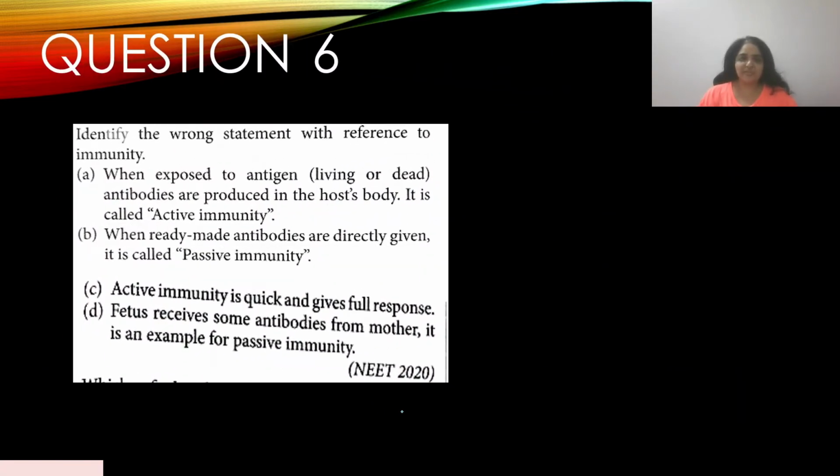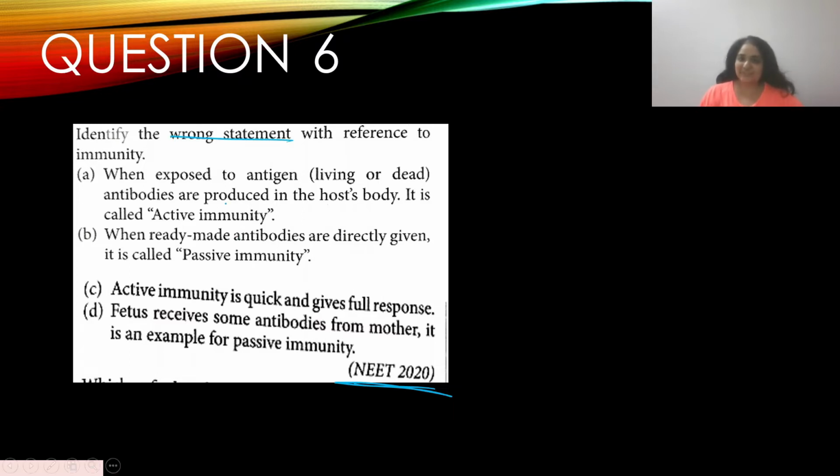Okay, so question number 6. Identify the wrong statement with reference to immunity. It's NEET 2020, a very recent question. A. When exposed to antigen, living or dead, antibodies are produced in the host's body. It is called active immunity. Yes. B. When ready-made antibodies are directly given, it is called passive immunity. Yes, that's correct. So we have to find the wrong statement here.